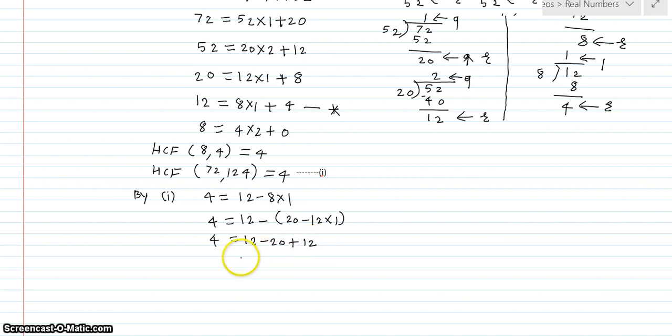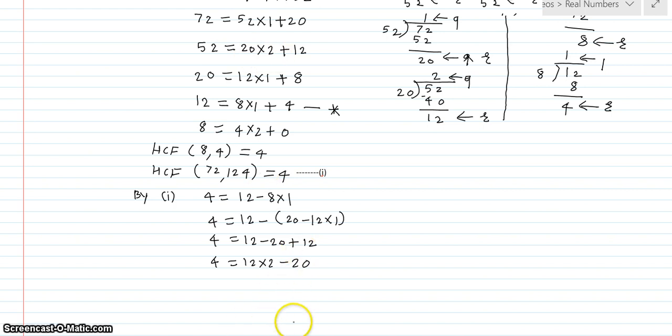Okay. Now as this is 12 and this is 12, so 12 plus 12 is 24, or we can write like this: 4 is equal to 12 into 2 minus 20, since 24 can be written as 12 into 2. Okay. Now by this equation we can write, in place of 12 we can write 52 minus 20 into 2.